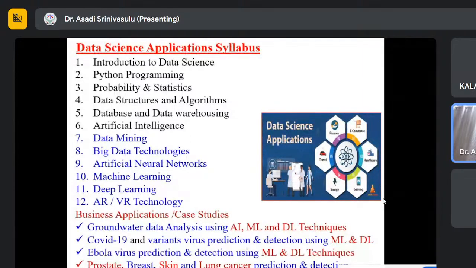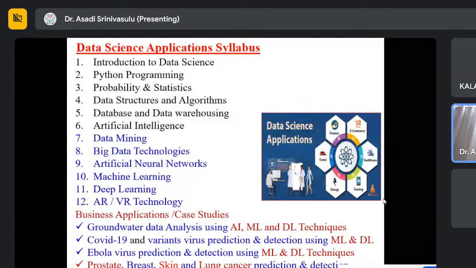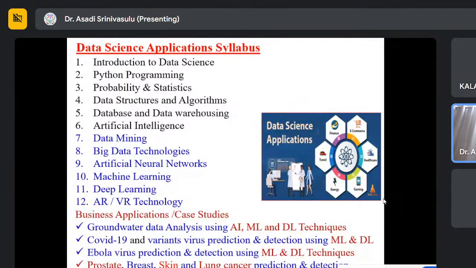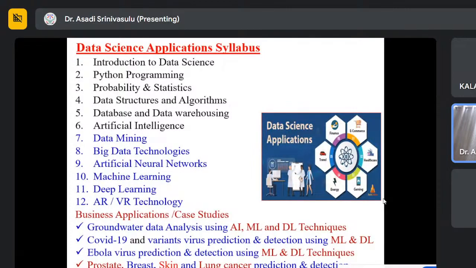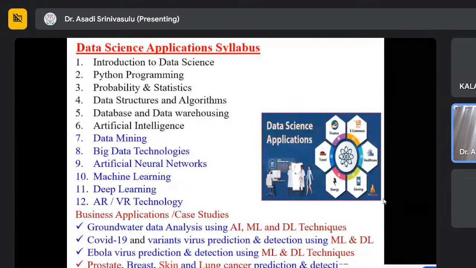There are two types of Python programming we are using: core Python programming and advanced Python programming. Everybody knows core Python programming. If you know basic mathematics, you can learn it very easily. If you have advanced mathematics and statistical knowledge, then you can go for advanced Python programming like NumPy, Pandas, Scikit-learn, sklearn, Theano, PyTorch, Keras, TensorFlow, Seaborn, Matplotlib, etc. These are the various libraries we are using under advanced Python programming.